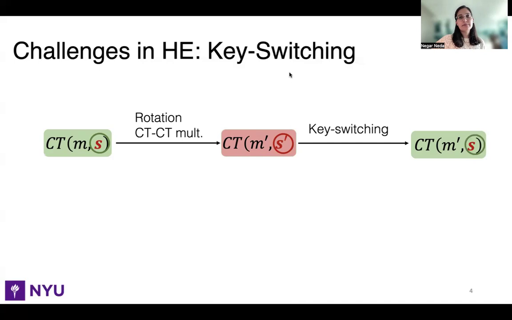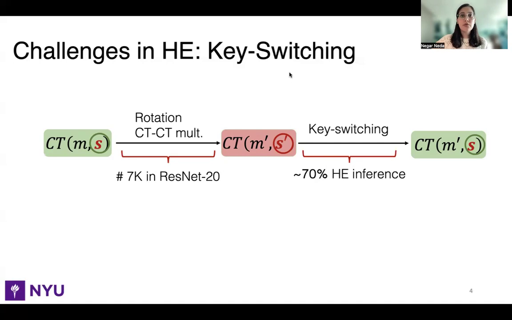But if you look into the inference of ResNet 20, there's around 7K rotation and ciphertext multiplication, and we need to do key switching after each of these operations. And looking into the runtime, around 70% of homomorphic encryption inference is occupied by key switching alone.